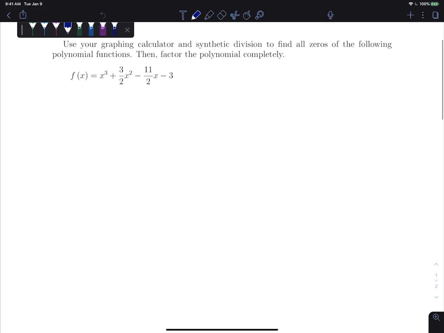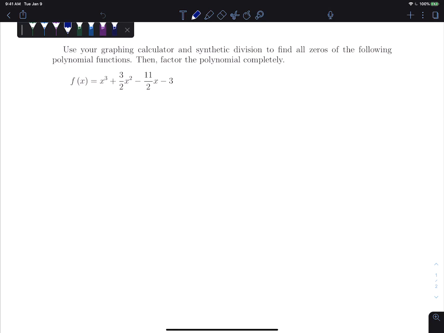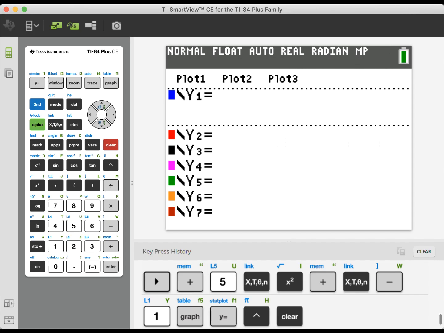Hello. In this video, we're going to use our graphing calculator and synthetic division to find all zeros of the following polynomial functions. Then we're going to factor the polynomial completely. We have f of x equals x cubed plus 3 halves x squared minus 11 halves x minus 3. Alrighty, I'm going to go ahead and go to the calculator, and I'll see you there.